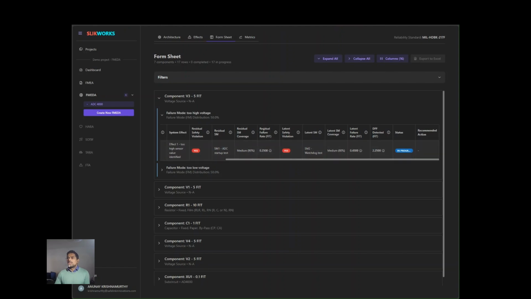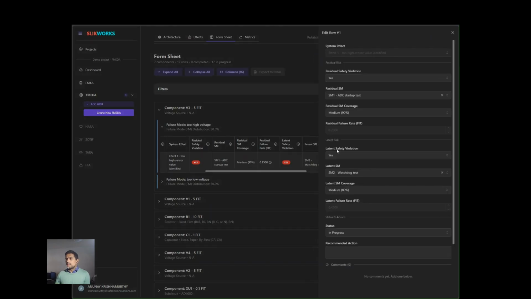Then we need to talk about whether this can lead to a latent safety goal violation. Assuming the answer is yes, we have to identify what the safety mechanism for this is. Let us for the time being assume that this is a watchdog test which is performed by the microprocessor, the microcontroller. That is the latent safety mechanism. And for now we can assume the coverage is, let's say, 90%.